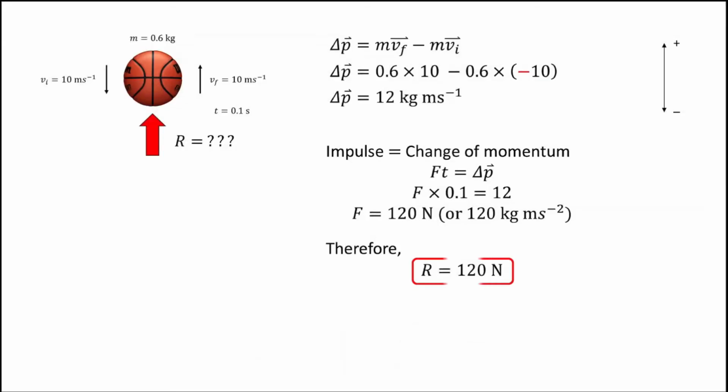So now, let's look at the final step. Does R equal to F, 120 Newton? What does F stand for? Here, F stands for the net force, or resultant force on the ball. To find the net force, we need to know all forces acting on the ball first. If we draw a free body diagram, there are two forces acting on the ball. The normal reaction force by the ground, R, as well as the weight of the ball, mg, that is mass times acceleration due to gravity.